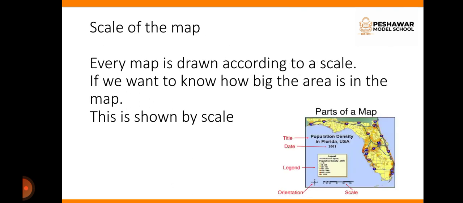Scale of the map. Every map is drawn according to a scale. In the picture you can see the scale at the very bottom. If we want to know how big the area is in the map, this is shown by scale. Scale basically shows the ratio of two points on the map and the same two points on the ground.